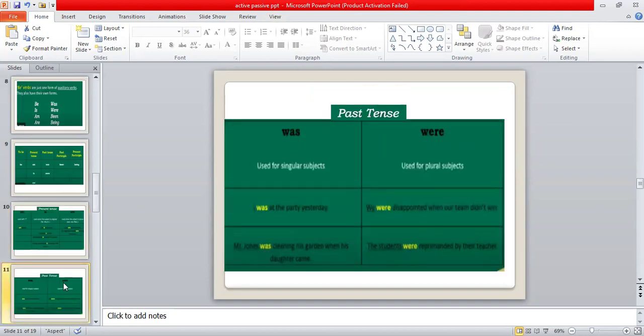Was, were. With I, we always use was, or with a singular subject. Were is always used with we, you, they, or the plural subject. In this way, you have to use was and were. With we, you have to use were, and with the plural subject.